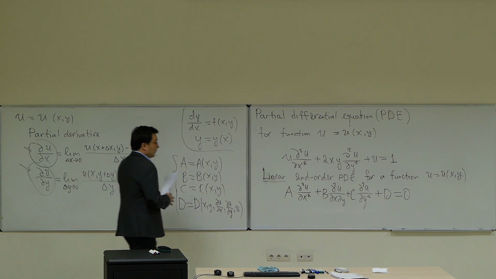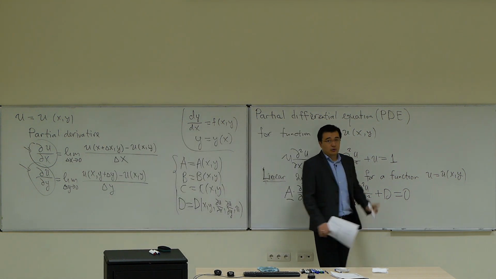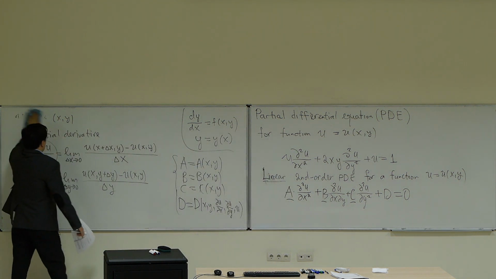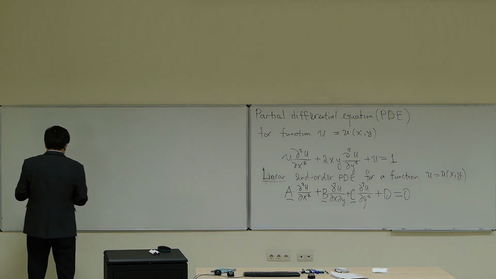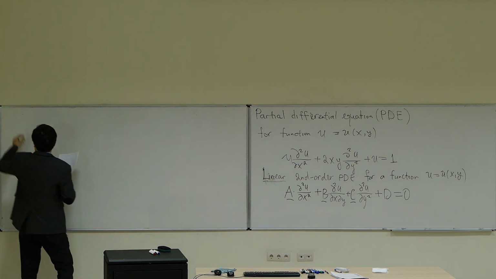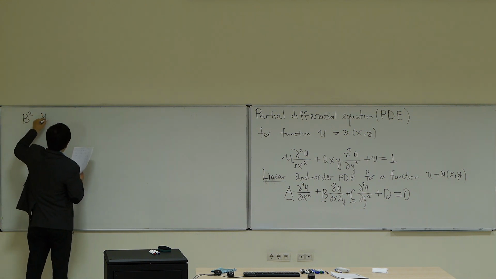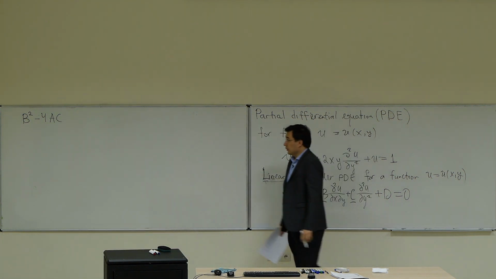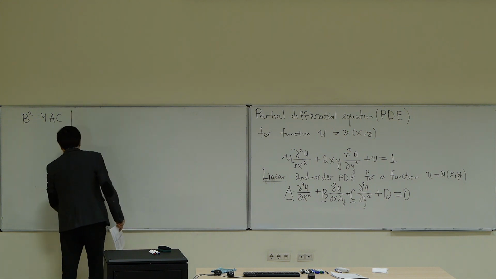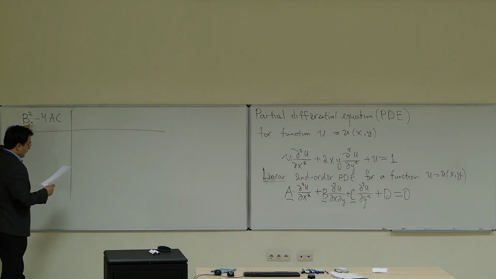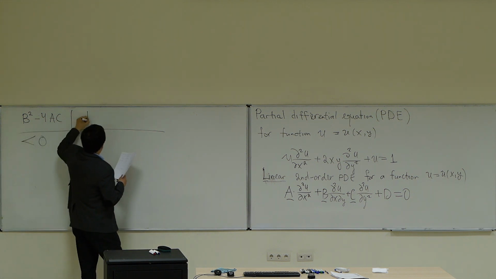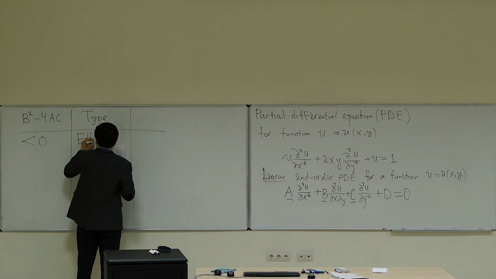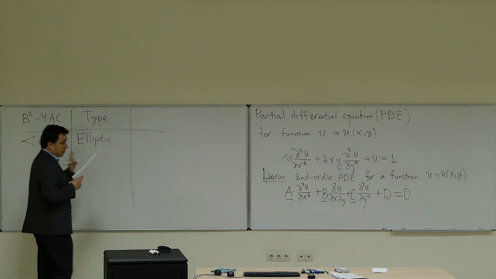It turns out, depending on the values of a, b, c, we get different types of second order partial differential equations. So we have to look at the value of this quantity, b squared minus 4ac. Depending on the value of that, we'll get different types of equations. First possibility, this can be smaller than 0. In this case, the equation is called an elliptic partial differential equation.